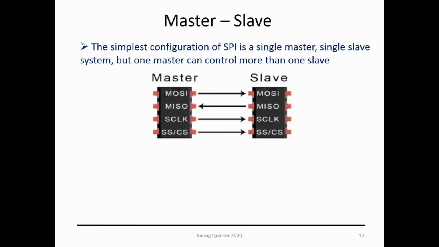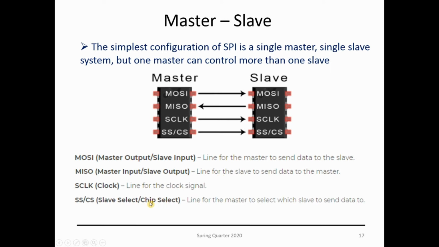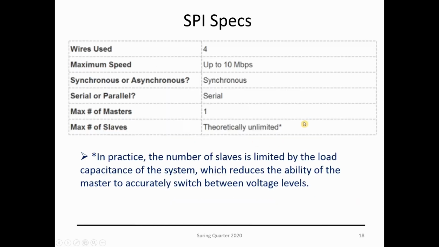The simplest configuration is the single master, single slave. But notice here that we have the MOSI, which is the line for the master to send data to the slave, which means master output, slave input. You have the MISO, master input, slave output. You have the clock, and you have the chip select or the slave select. So if you have multiple slaves, the chip select is going to let you select which slave you want to transmit information to.